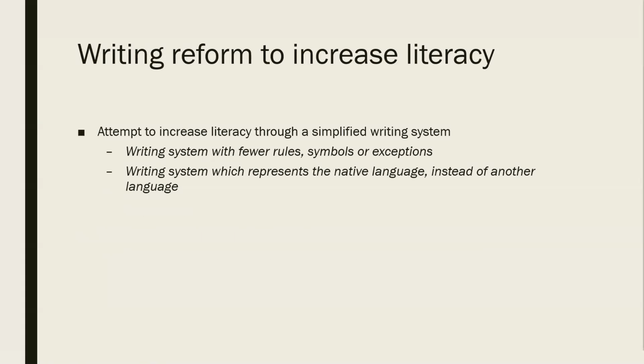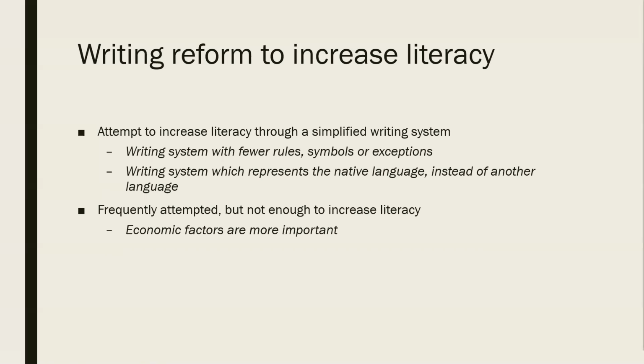So very often we see attempts to increase literacy by developing a simplified writing system. We've looked at this idea a lot in the People's Republic of China and their attempt to simplify the Chinese writing system. So usually we'll see a development of a writing system with a set of fewer rules, symbols, or exceptions. We might also see the system adapt itself to represent the native language and the modern language, as opposed to some other language which is used for reading and writing.